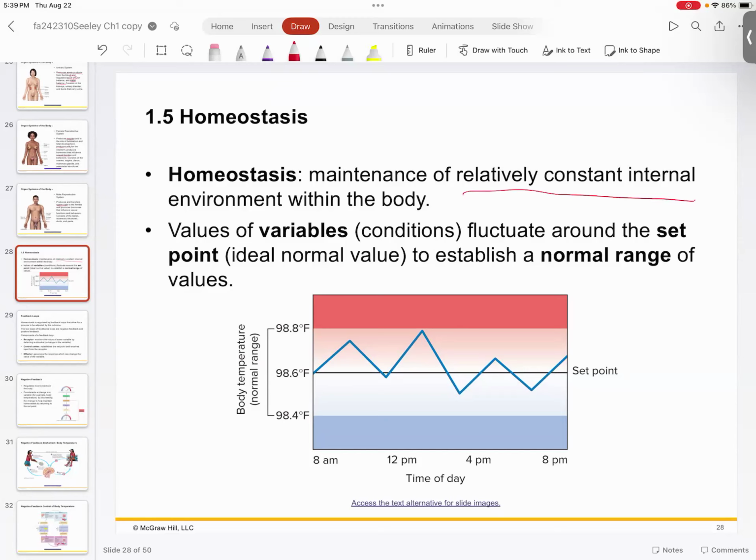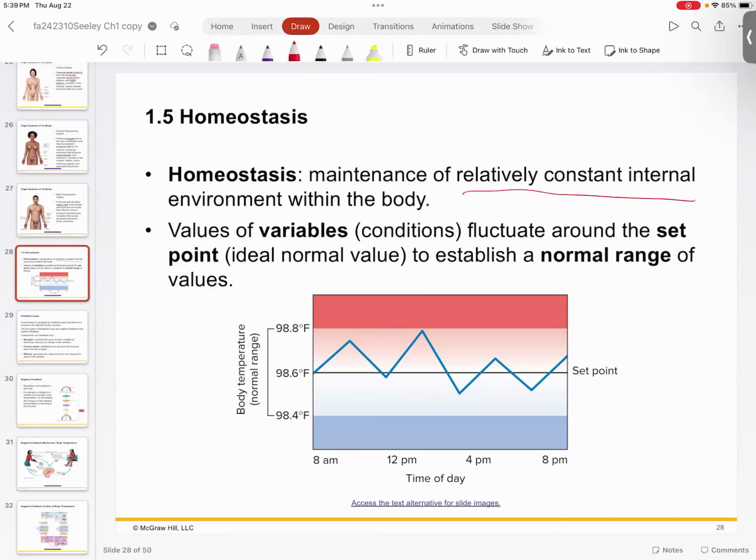Now, generally speaking, most variables, most things in your body are under homeostatic control. Most things, for instance, that you can measure in your blood are under homeostatic control. Hormones are in homeostatic control, calcium's under homeostatic control, sodium's under homeostatic control. So just about anything that you can measure is under homeostatic control. So exactly what is it and why do we need it?